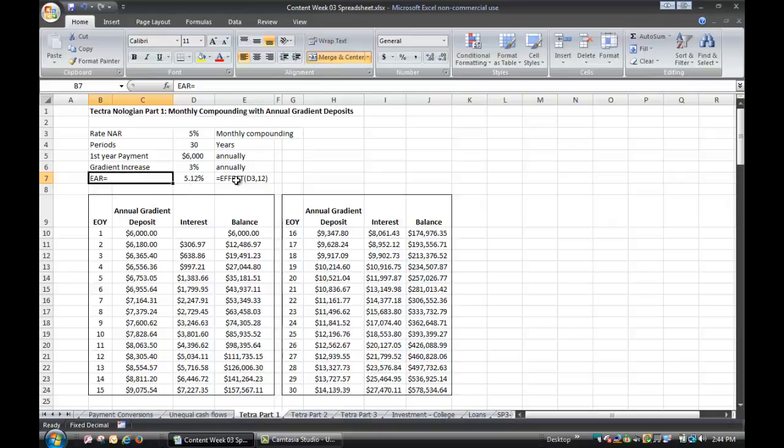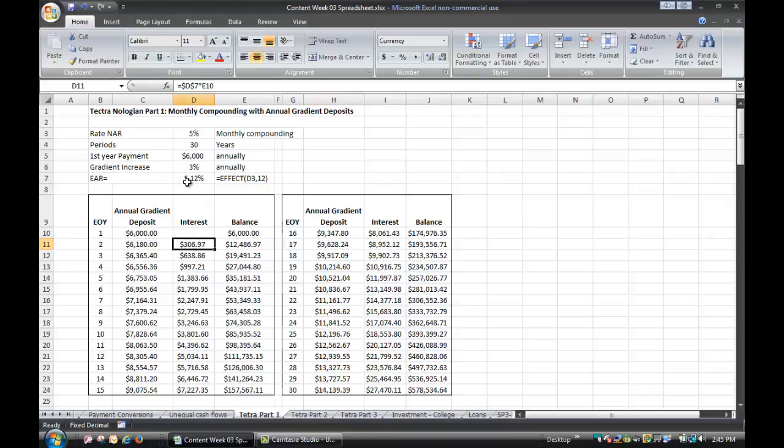So you can use the effect statement as shown here, D3 the 5%, and that increases up to 5.12%. If you prefer equations, 1 plus the 5% divided by 12, raise that whole thing to the 12th power and subtract 1. Either way works identically. So with that, then we can come up with our balance.